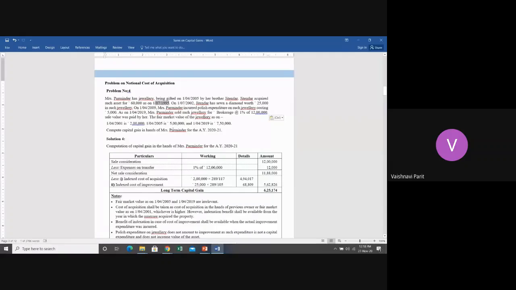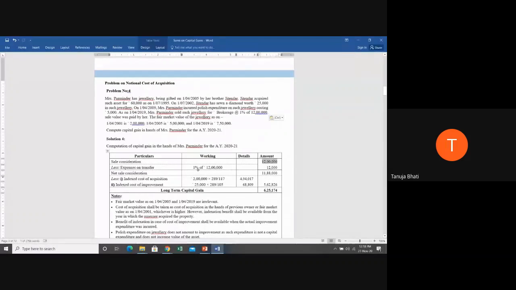Long-term capital asset. Very good. So indexation is required for a long-term capital asset. Sales consideration, we will take as it is. How much is it? 12 lakhs, because Parminder sold the jewelry for 12 lakh rupees. So we are going to take 12 lakhs.